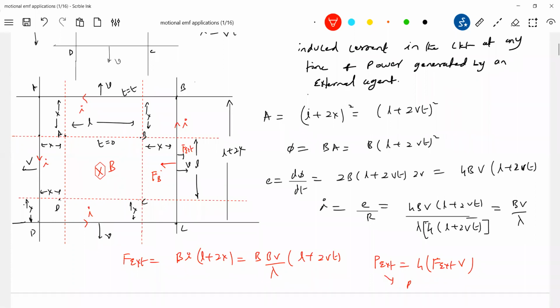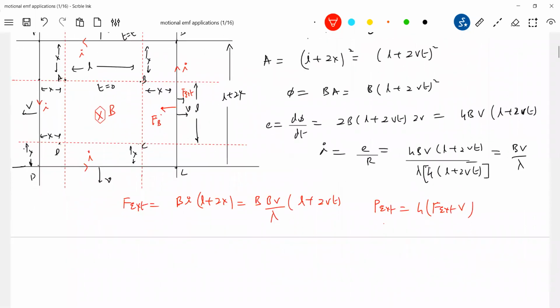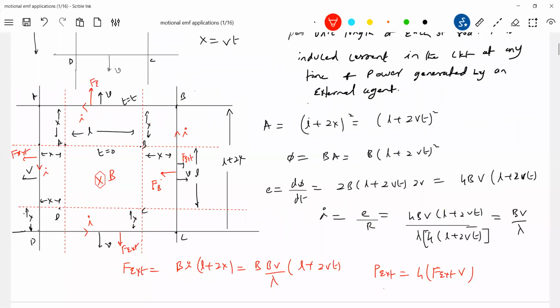Also you can write P external, also you can write power dissipated in the circuit. Sir, can you tell why power external is 4 into? For the 4 rods I should pull, not only one rod. On 4 rods I should apply force. All 4 rods I should pull, no? So that's why the 4 times. Okay, fine.